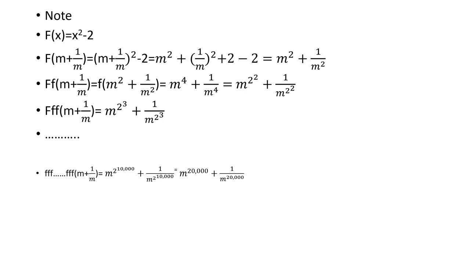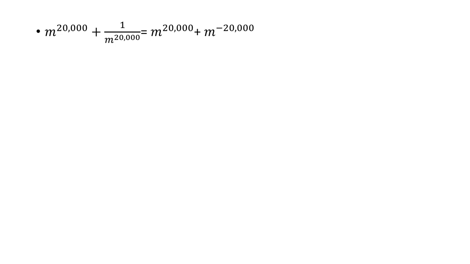Sorry, we would have m to the power of 2 to the 10,000, and 1 over m to the 2 to the 10,000. So here we really find a good trend, and we really don't have to sit down and calculate. We can use this trend. The power of 2 in m is going to be equal to the number of f's which I have on the left side. So keep in mind and see how we can use this.